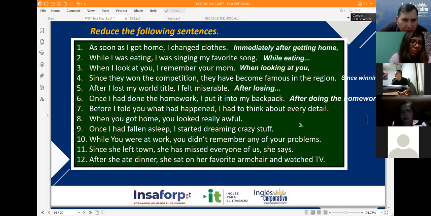Number seven, before I told you what had happened, you can also say before I told you what happened. Yeah, much better, but anyhow, in this case, before I told you what had happened, I had to think about every detail. What do we say? Before telling you. I'm not going to write it here, it doesn't fit. Okay, number eight. When you got home, you looked really awful.